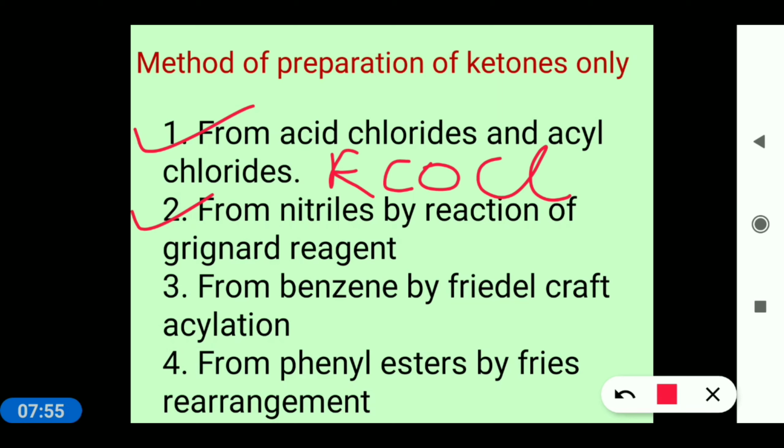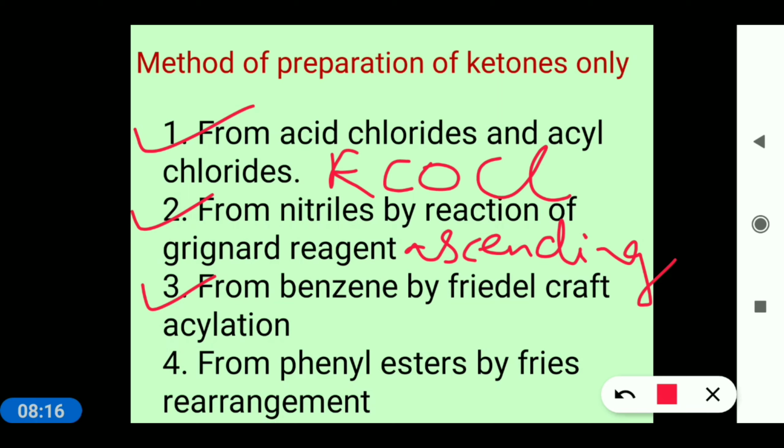Second is from the nitrile. Nitrile means cyano group. When cyano group reacts with the Grignard reagent, then you will get the ketones. And this reaction is known as the ascending of series. Ascending means number of carbon can be increased in this.